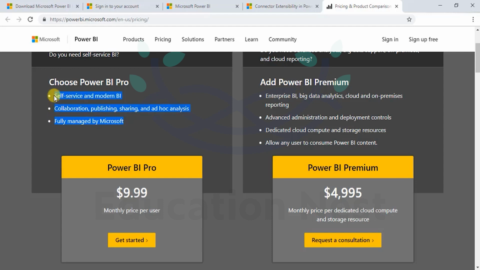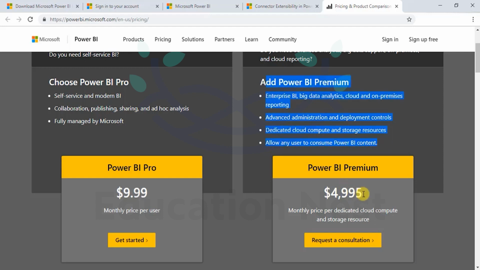On the other side, there is Power BI Premium. It is an enterprise Power BI big analytics cloud and on-premise reporting. You can choose the way you want. Advanced administration controls are given to you, so you are in charge of the administration of this cloud, which can sometimes work for and sometimes against an organization. So it's a model which you would like to pick and choose based on your requirement and need. Dedicated cloud compute and storage resources. It can allow any user to consume Power BI content.